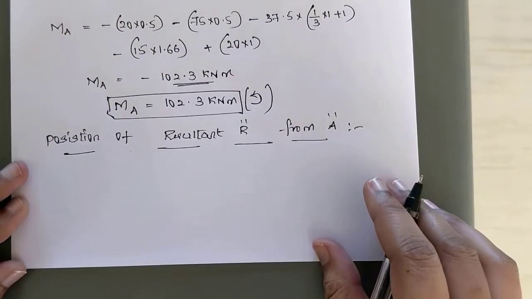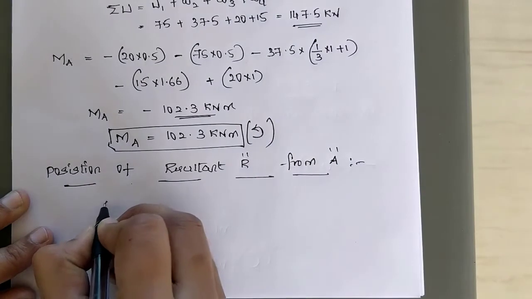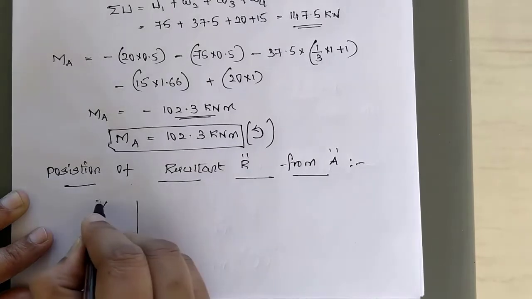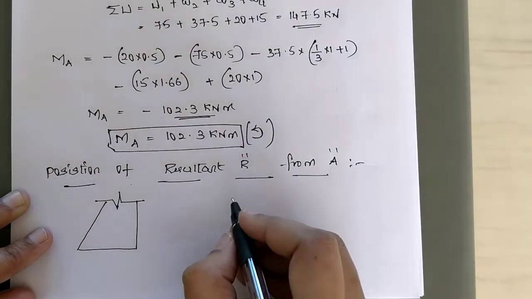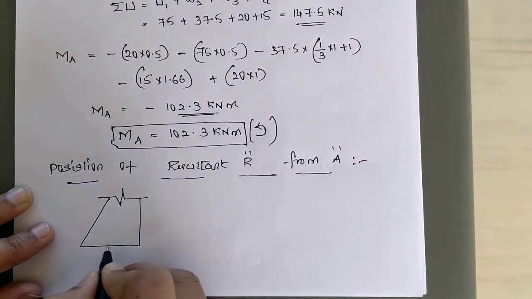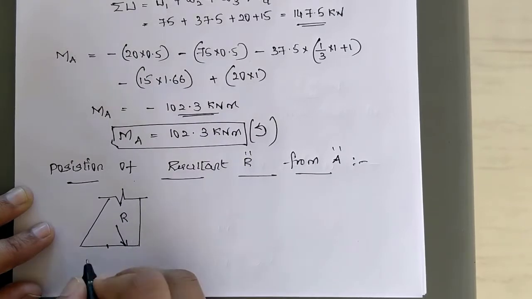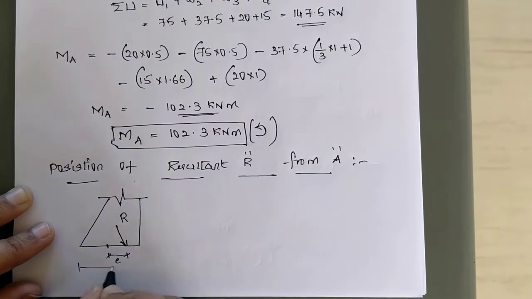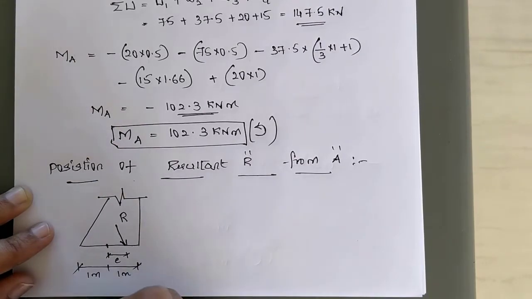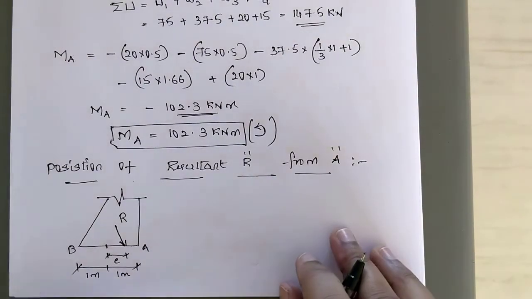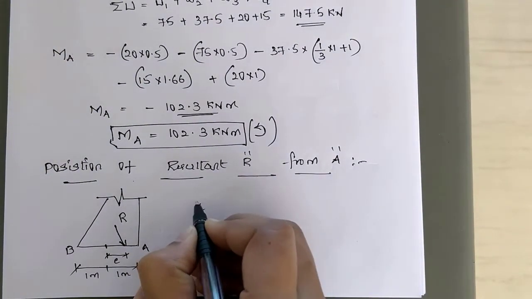In order to calculate it, observe this figure. This is the face of the abutment. Resultant, it is going to act. This is the total resultant force, which is acting at a distance of E value. Then the bottom width of the abutment is total 2 meter, it is 1 meter, 1 meter. This point is B and this point is A. Calculate first the X bar value.